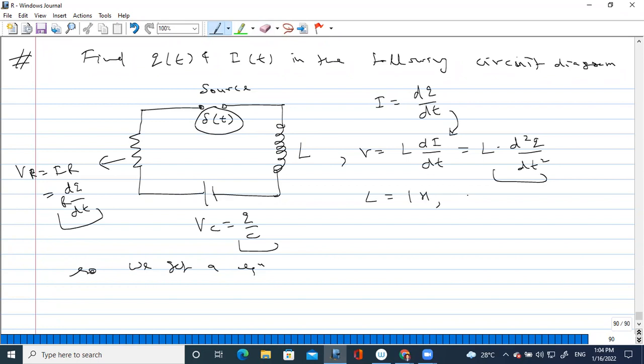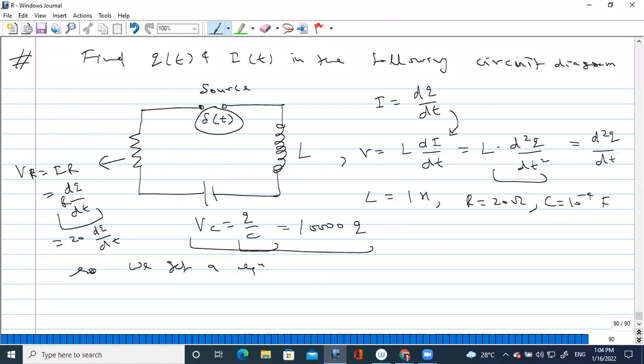In MKS only these limits are written. Value of R is 20 ohm. Value of capacitance is 10 to the power minus 4 farad. So this V by C, that is Q by C, and C is 10 to the power minus 4, so that will be 10,000 into Q. That you have to use. And here this is R into dq by dt, 20 into dq by dt you have to use, and L is 1 only, so that will be 1 into d2q by dt square.